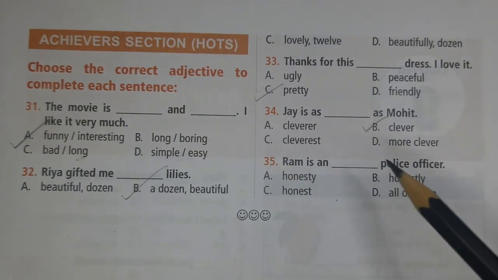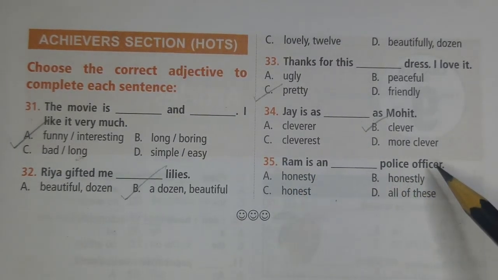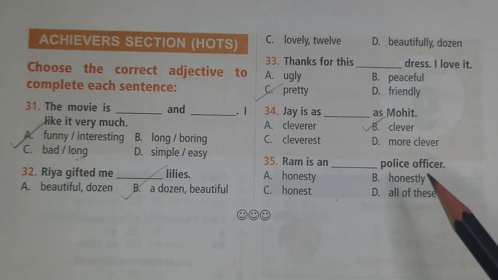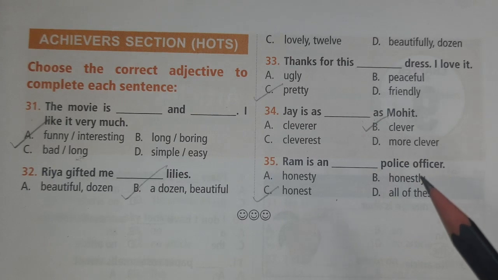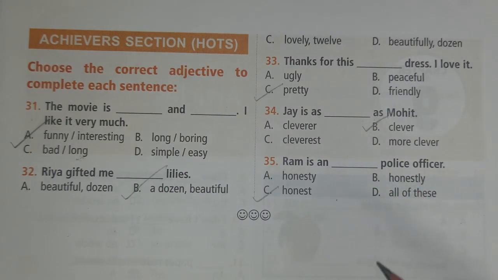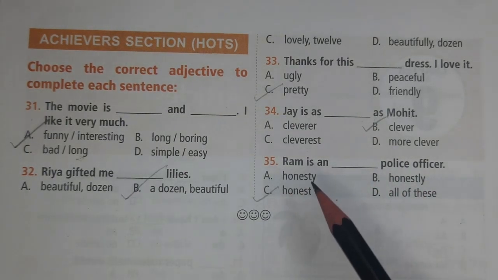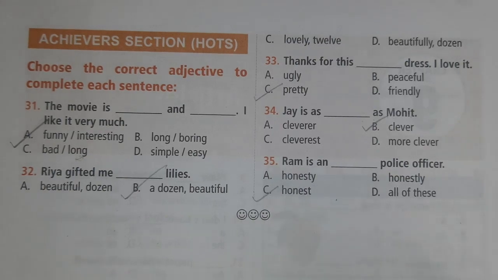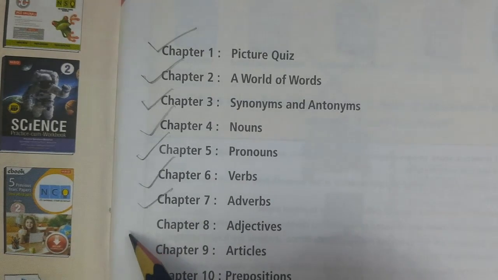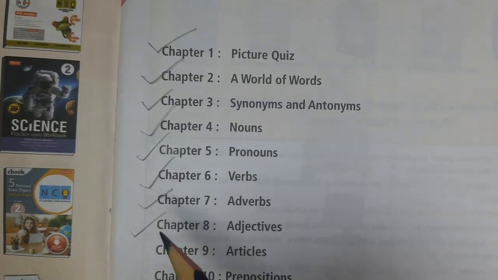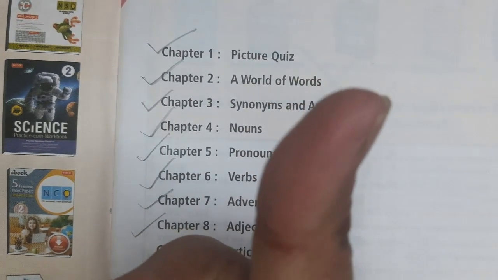Question number 35. Ram is an dash police officer. So how is Ram? Ram is an honest police officer. Okay, so which is option C? Please tick it. So with this, we completed our chapter Adjective. Let us move to the table of contents and put a tick mark on chapter 8 Adjectives. Yes, we completed this particular chapter as well.